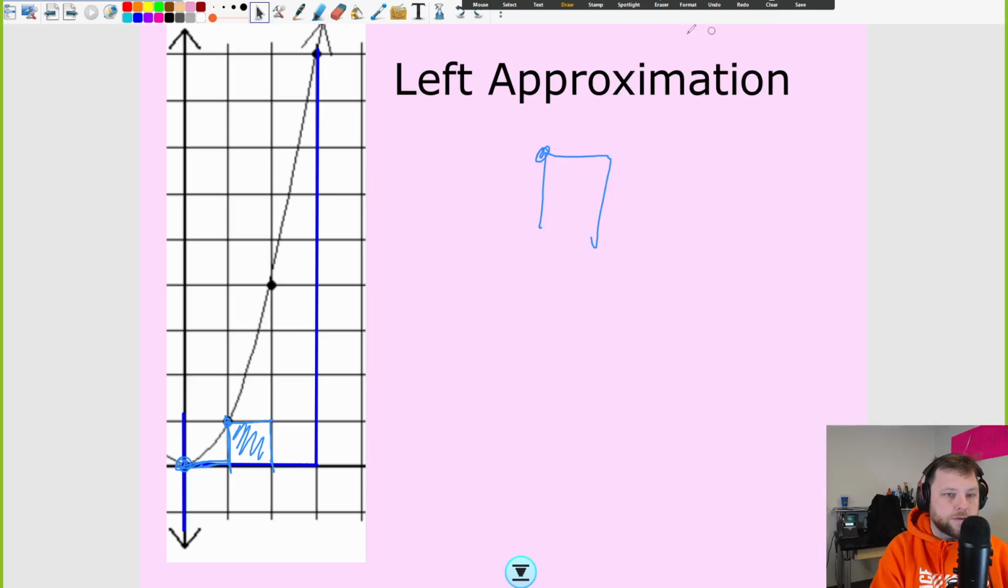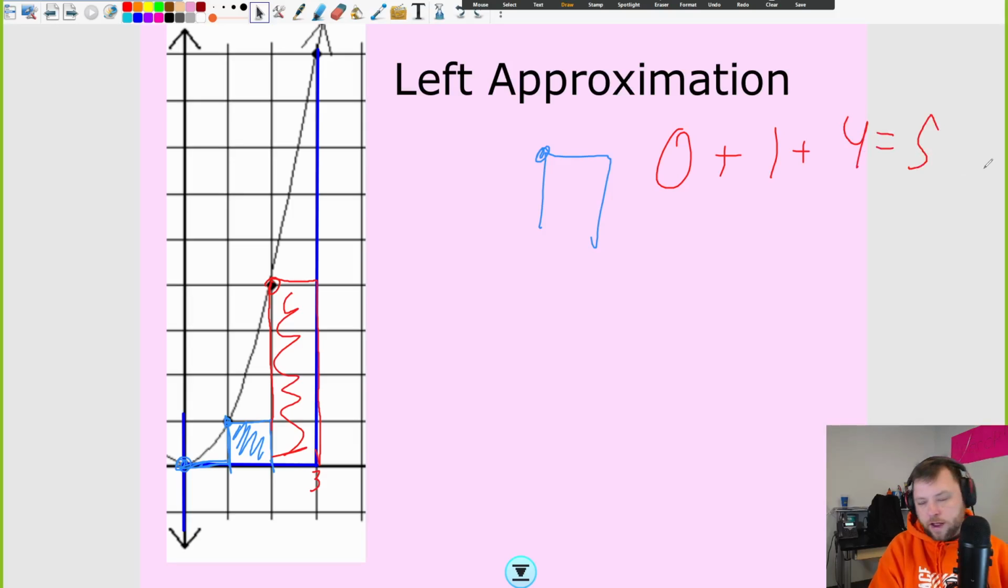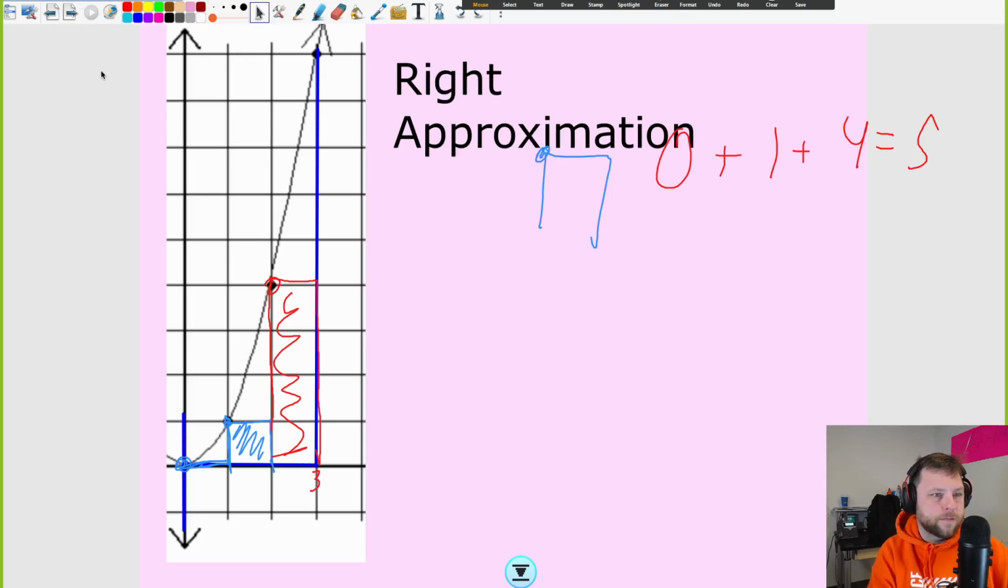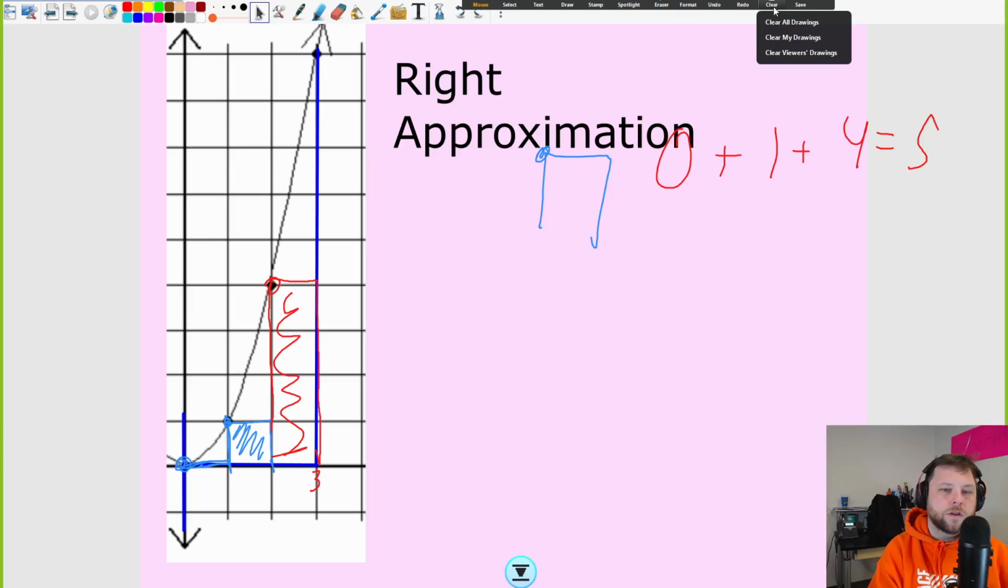And then our next rectangle is going to be off this height. And that's it, because there's nothing left here. We're stopping at 3 spots in, right? So what is my total height with left-hand approximation? It's going to be 0 plus 1 block plus 4 blocks, so 5. That looks like it's going to be a little low. So actually, let's try another one. Let's try a right approximation. So left was 5.